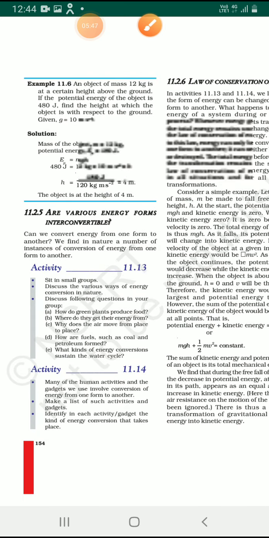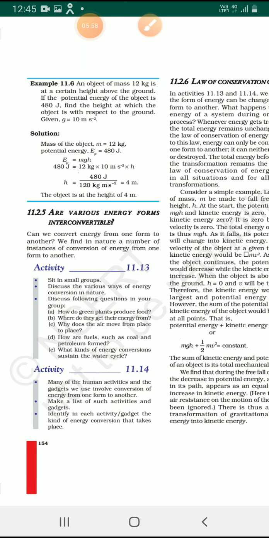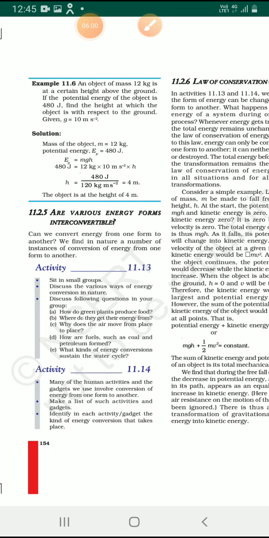I hope you understand this problem. It's very simple. Next, we are going to discuss some theoretical part of it, which is nothing but that the various energy forms are interconvertible. Interconvertible means interchangeable. We can interchange it. Let's try to understand that.